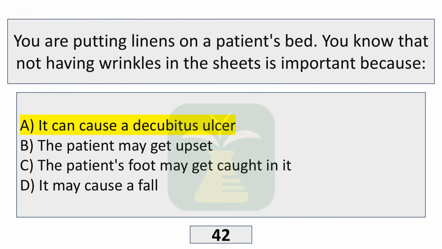Correct answer, A. It can cause a decubitus ulcer. A decubitus ulcer is otherwise known as a bed sore. Any wrinkles in the sheets can cause breakdown in the skin, resulting in a decubitus ulcer. Patients who are in the bed for a prolonged period of time are at high risk for decubitus ulcers.